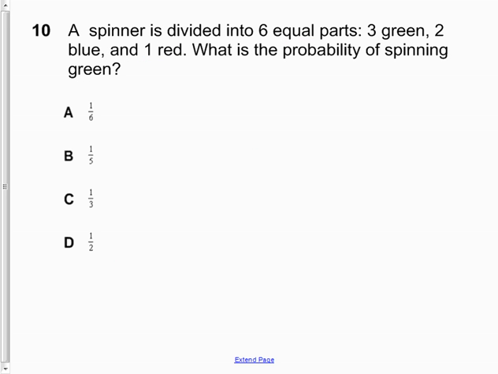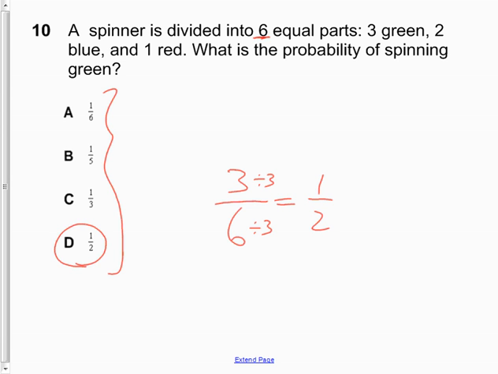Question 10, a spinner is divided into 6 equal parts, 3 green, 2 blue, and 1 red. What is the probability of spinning green? So again, there's 6 equal sections, so there are 6 possible outcomes, 3 of which are green. So we have 3 chances out of 6, and when I look over here, there's no 3 chances out of 6. But if I reduce this to lowest terms, both are divisible by a factor of 3. So 1/2 is equivalent to 3/6, so therefore your answer is 1/2.